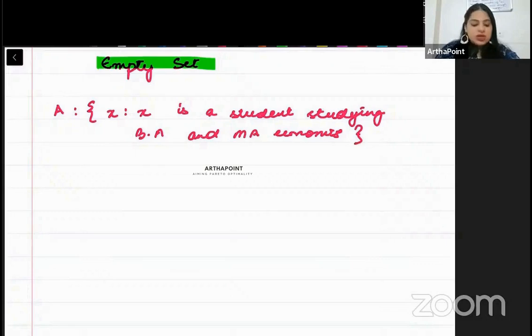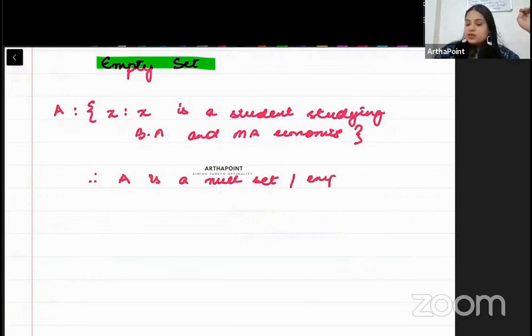But this is not possible now that the student is doing both BA and MA at the same time. He will either be doing BA or MA, but he cannot do both things at the same time. So beta, this set is an empty set. So a student cannot simultaneously be doing both BA and MA. Therefore, A is a null set, right? Or an empty set, or a void set.